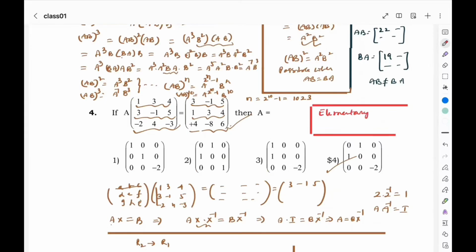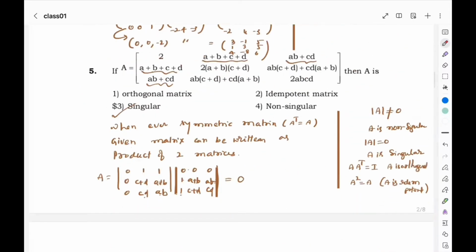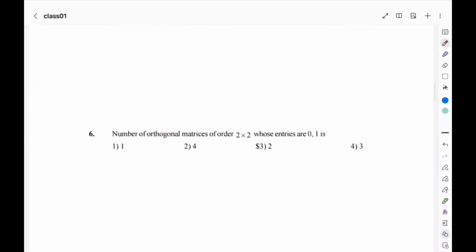Elementary transformation means R2 is replaced by R2 minus R1, R2 and R1 interchanged, or multiplying a row by some number. How it converts the matrix. Here I used all the definitions given here of how many kinds of matrices we have, and symmetric matrix advantages. Based on that I am able to derive that it is a singular matrix.